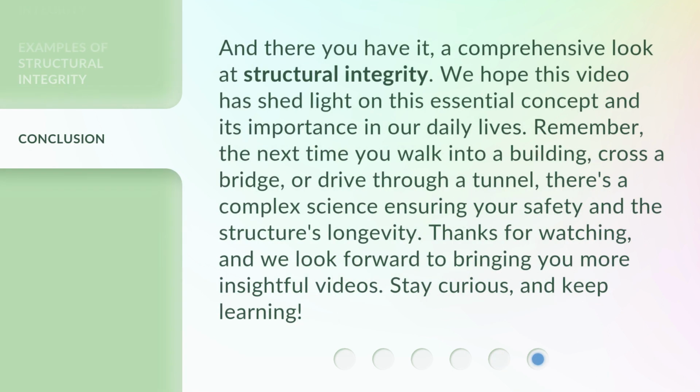And there you have it, a comprehensive look at structural integrity. We hope this video has shed light on this essential concept and its importance in our daily lives. Remember, the next time you walk into a building, cross a bridge, or drive through a tunnel, there's a complex science ensuring your safety and the structure's longevity.